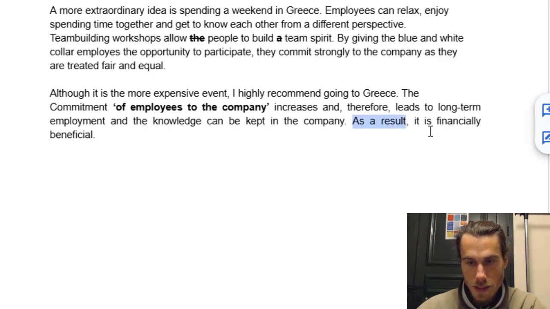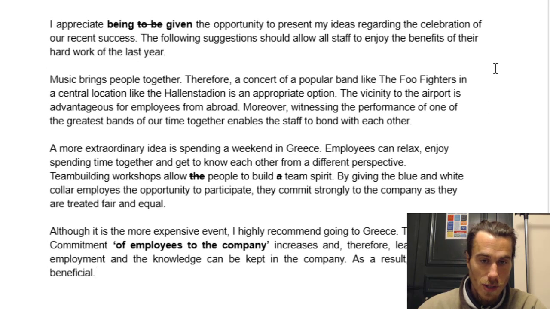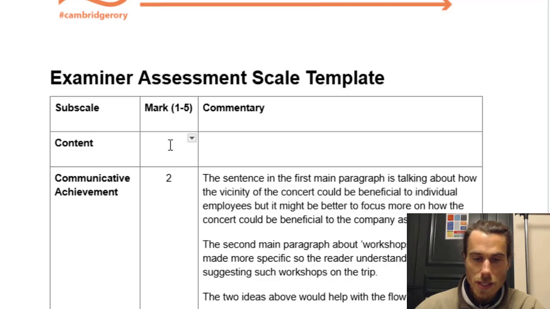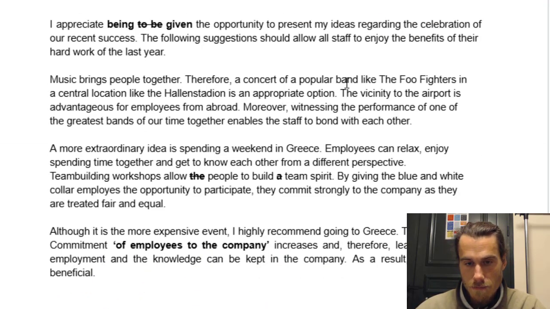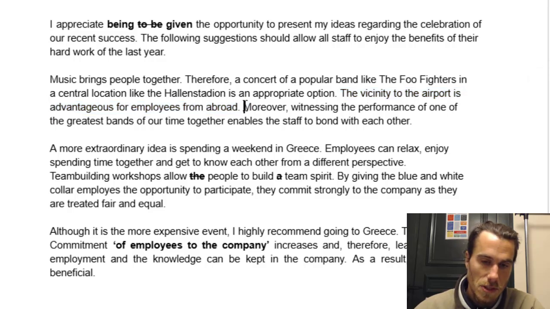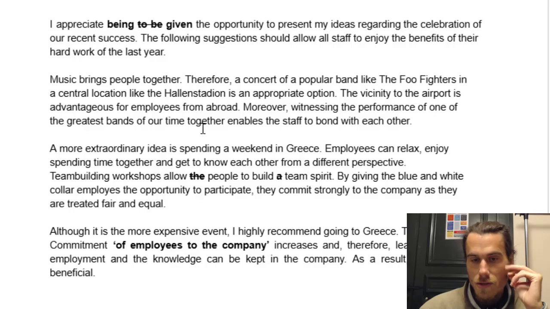As a result, it is financially beneficial. Yeah, and again, instead of saying it is, you could say it could be financially beneficial to the company. It's not necessarily, but you think it might be. But the content was relevant, I would say. The only thing I was thinking is that you can make it more specific, and maybe you could add something here with a bit more detail. And I think you have room. I think you have an extra 20 odd words, a couple sentences that you could add in, which would help.